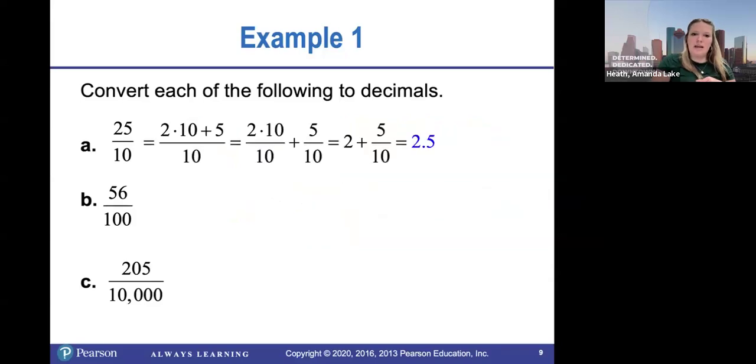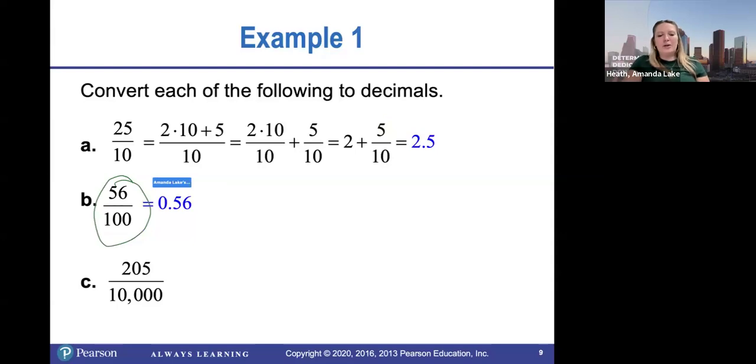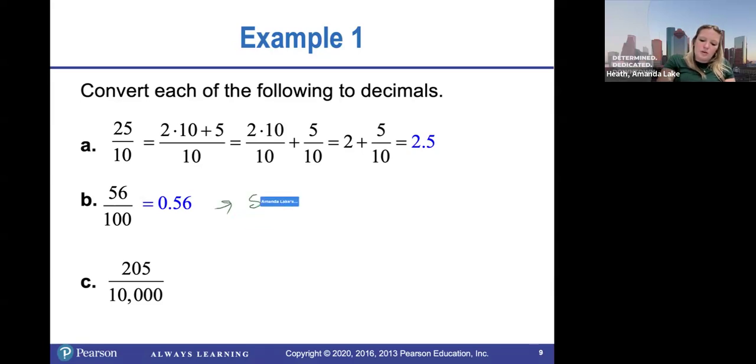Let me clear this work, and then an easier way to think about this is I've got 56 out of 100, and so 100 is where our decimal starts. So I did it the hard way, but we can just automatically know that we have 0.56. And a lot of people like to think about this as a percentage as well, 56%, because cent is 100, and so 56 out of 100 is the same thing as 56% or 0.56.